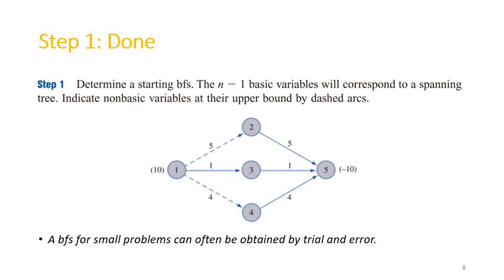So up to now, we have done step 1. We have got a starting BFS, and we have the n-1 basic variables with these solid arcs. And then we also have the non-basic variables at the upper bound denoted by dashed arcs. Note that you do not need to draw any non-basic variables at the lower bound. You only need to draw the non-basic variables at the upper bound. Okay. And then if you ask, how can you find this kind of basic feasible solution?